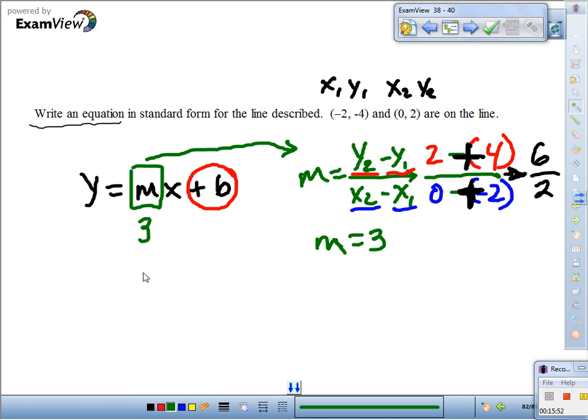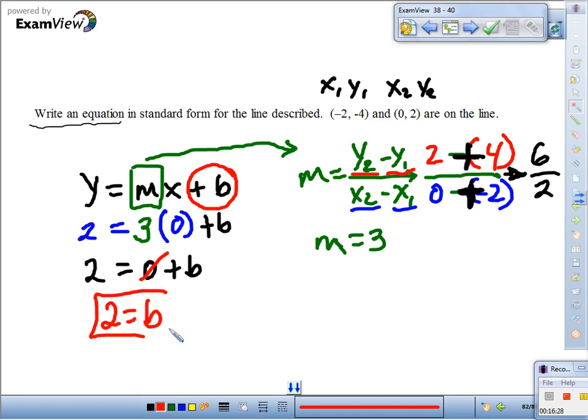Does this sound familiar? Yeah? Do we have a y-intercept, though? No. But do they give us an x and a y value? Yes. Which one do you want to use, the first point or the second point? The second? Okay. So instead of x, what do I write? 0. And instead of y, what do I write? 2. And bring down the rest plus b. Let's see. 2 equals 3 times 0 is 0 plus b. So therefore, 0 cancels. So we're left with 2 equals b.